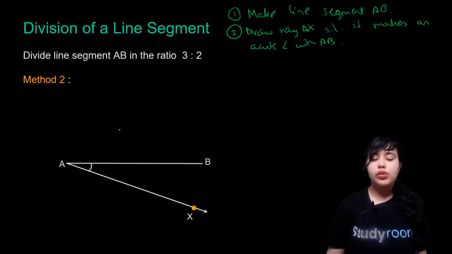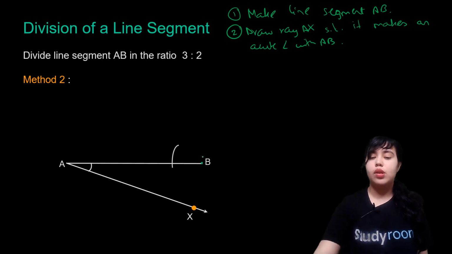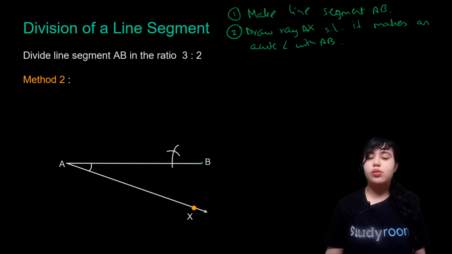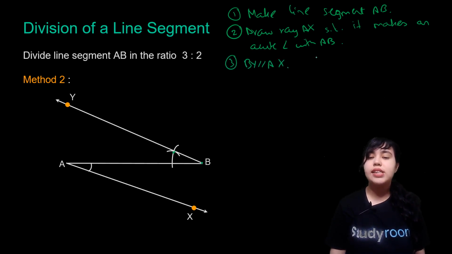Now what you need to do is measure this angle and make the same angle at this point B. Then you cut an arc and join this point with the point of intersection of the two arcs and then extend it. So you will get a ray BY. Basically we want to make BY parallel to AX. So for that we have to construct equal angles. I repeat, if you want to make parallel lines, you have to construct equal angles. That's why we are going about it in this way.